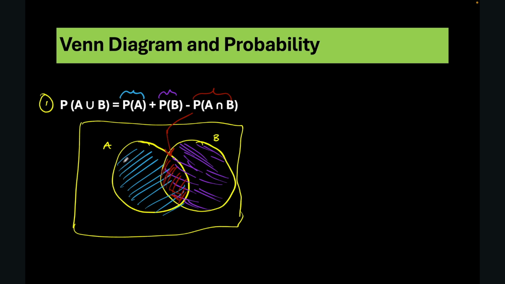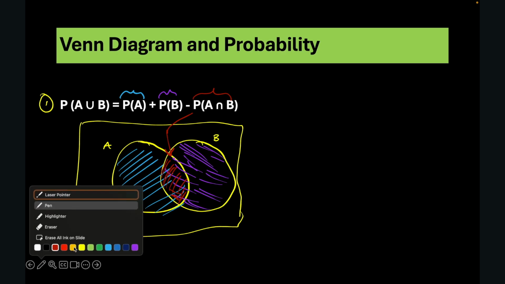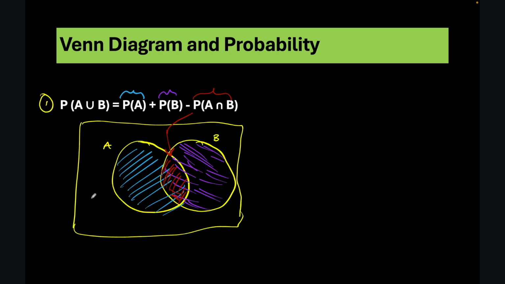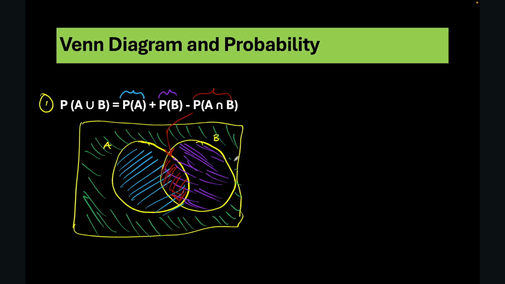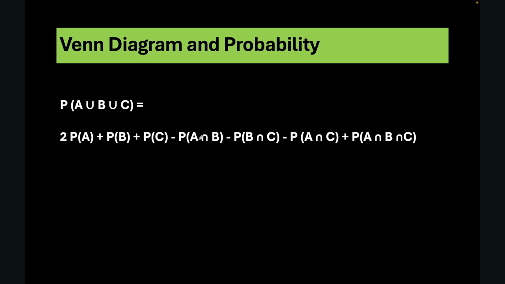Okay, so now what is A union B? It's everything that's in red, blue, and purple, right? It doesn't account for anything that's in green. The green part is not A union B. That is the remaining space, which is just empty space, right? It's part of the sample space, it's part of the set, but it's not part of the union. All right, on to the next one.